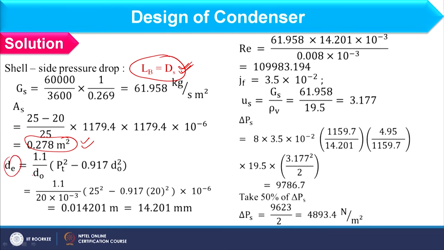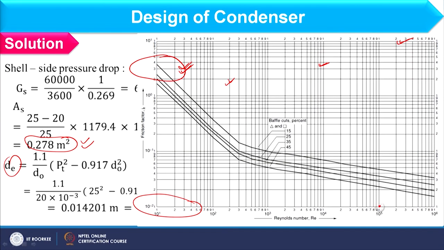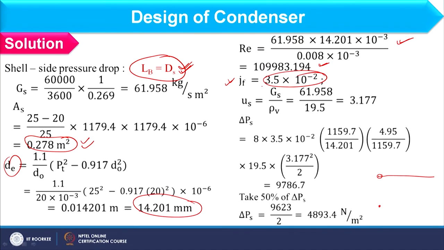Next, we have to find out equivalent diameter, which is coming out as 14.2 mm, and after that we can find out Reynolds number. And based on Reynolds number, you can find out Jf value, okay. So, Reynolds number is coming as 1.099 into 10 to the power 5. So, here I am having 10 to the power 5 value, and we have considered 25% as baffle cut. So, this value I can obtain, okay, and that value should come as 3.5 into 10 to the power minus 2, as you can see from here, right.